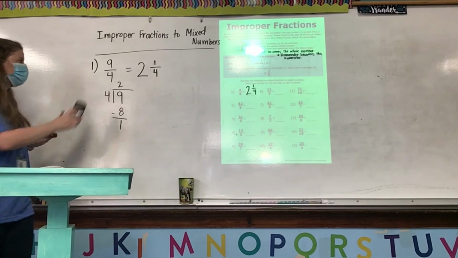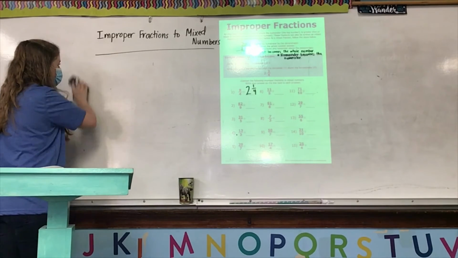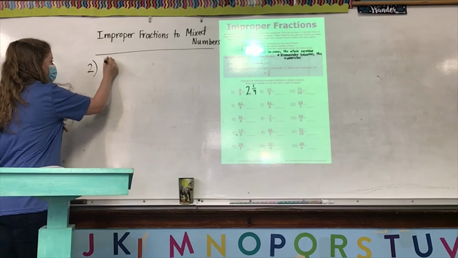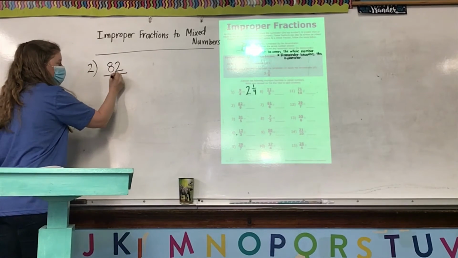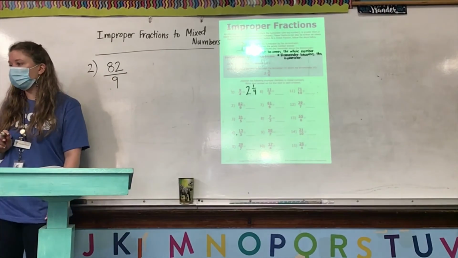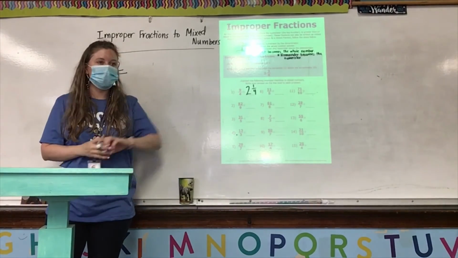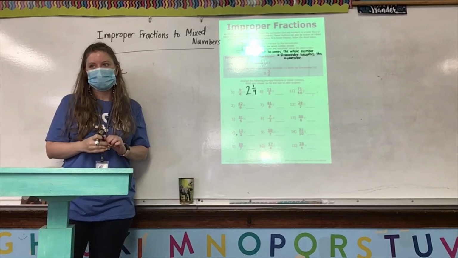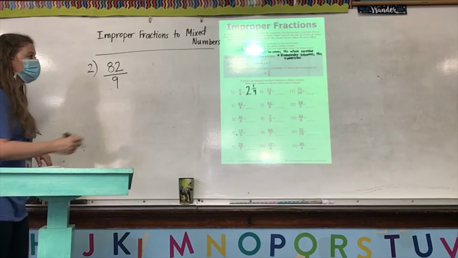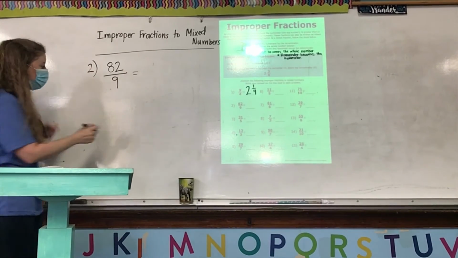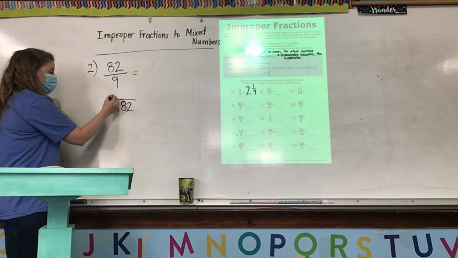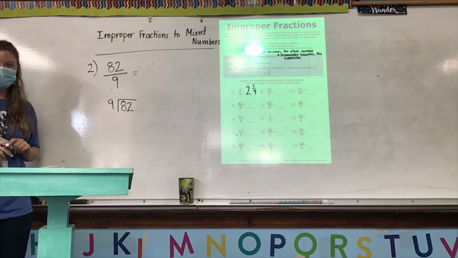Okay, let's move on to number 2. Just leave it. We have 82/9. Now this isn't going to be as easy as 9/4 to do the division, but it's mostly going to be just using basic facts. Step 1, divide the numerator by the denominator. So our numerator, 82, goes inside our bracket. Our denominator, 9, goes outside.